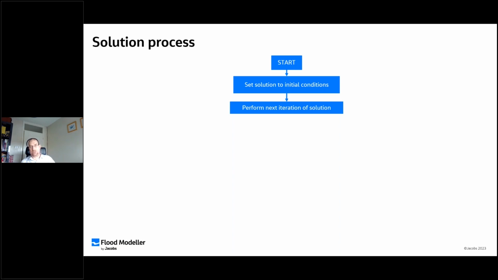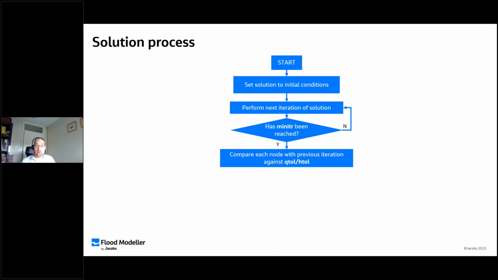Then we perform our next iteration of the solution. So we step forward in time, recalculate our solution. If we've reached the minimum number of iterations, we can possibly go on, but if we haven't, we need to do a set number of iterations and keep going. Then once we've reached at least our minimum number of iterations, we need to check how good our solution is. So is our solution good enough to proceed? If it's not, we do it again.